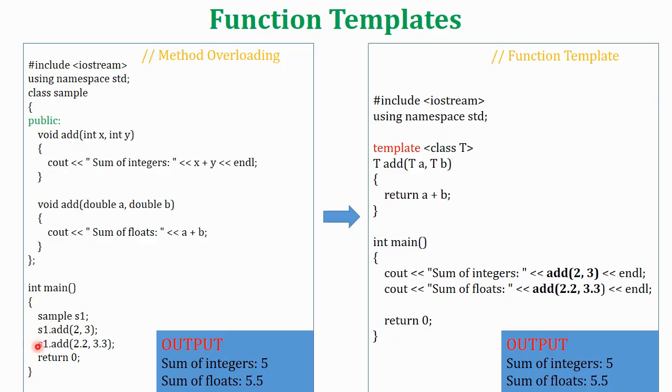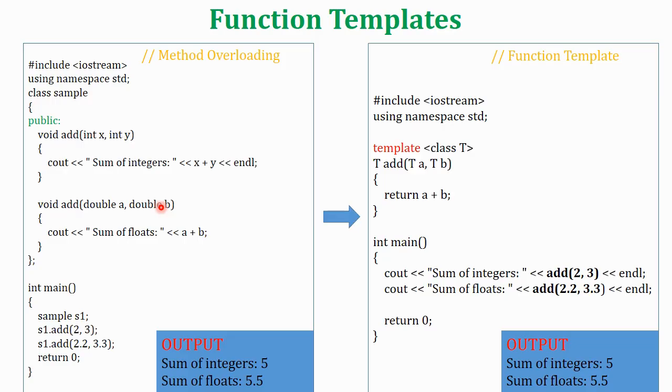Then control comes back to the main program. Then it will invoke one more function, s1.add. The input is 2.2 and 3.3. In that case it will invoke the second function. Here it will calculate the sum of the values, that is, the values belong to double. Finally we will get the result 5.5.